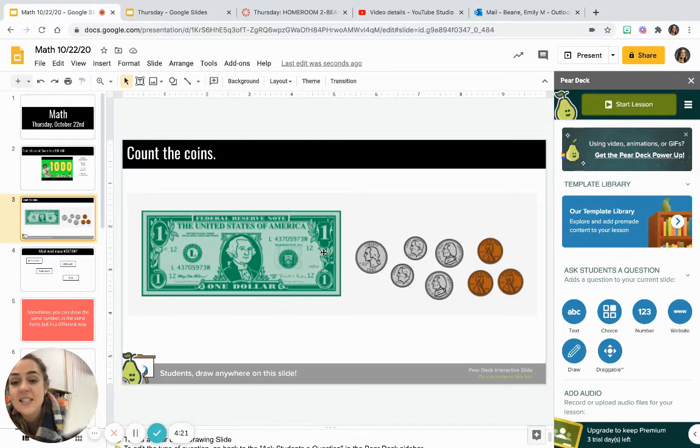Okay, so again, this is not the answer to this slide. I just want you to know that when you're writing your answer, I want dollar sign, how many dollars you have, then the decimal point, and then how many cents you have. I want you to get into the good habit of writing your money like that.